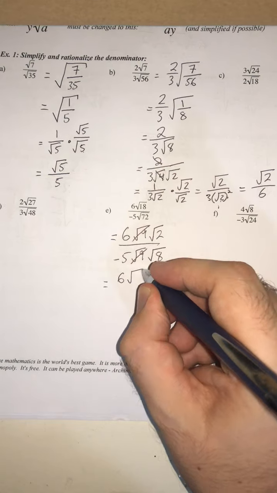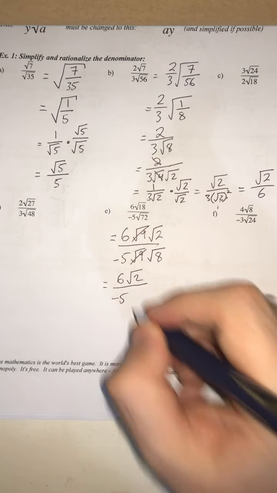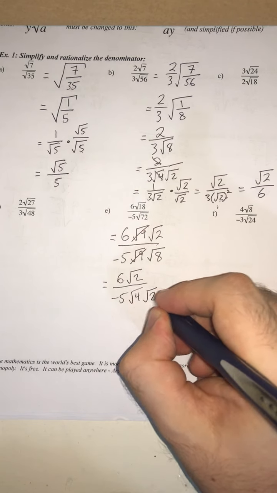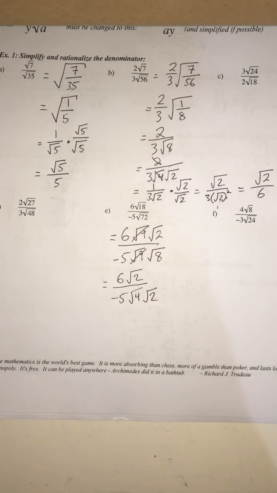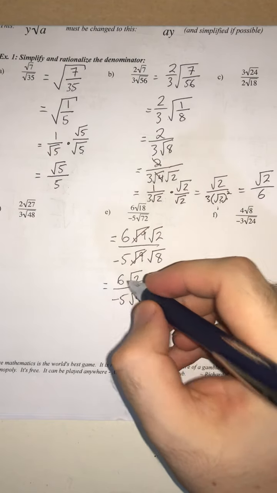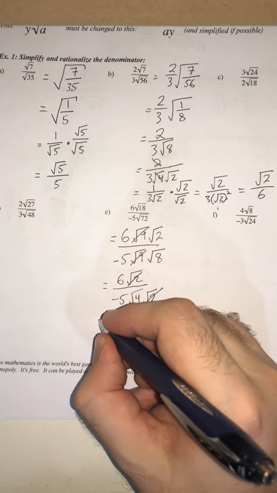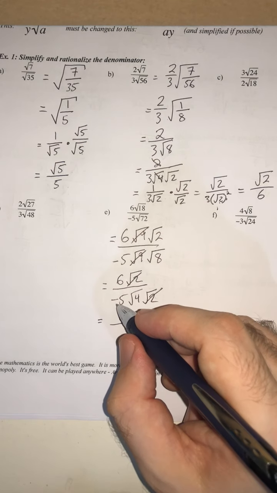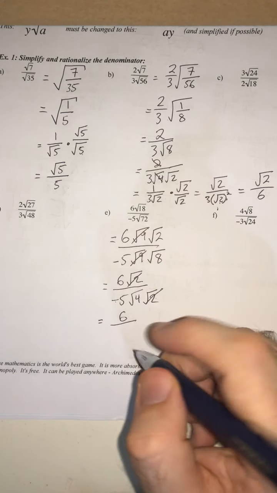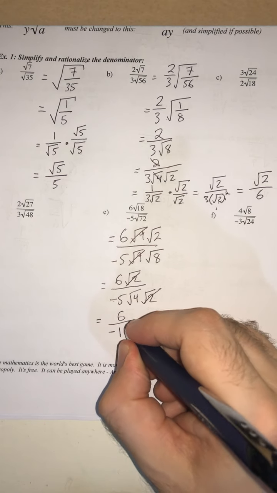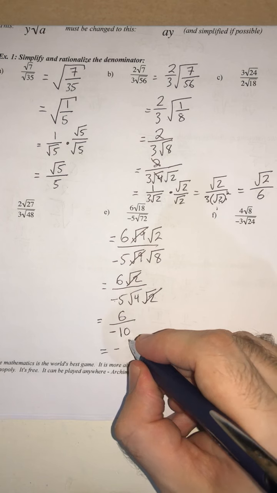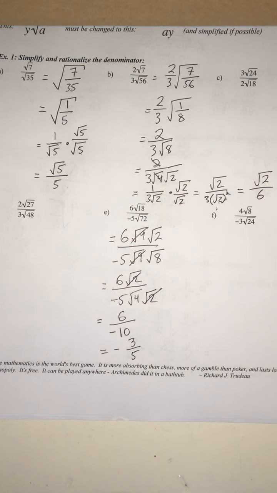So 6 root 2 over negative 5. Again, I can factor this out: root 4 times root 2. Oh, and this one's got some nice stuff. I can cancel out the root 2's. So I end up with 6 divided by negative 5 times root 4, which is just 2, so negative 10. And then simplify this. It goes to negative 3 over 5. That one actually simplified a lot nicer than I thought.